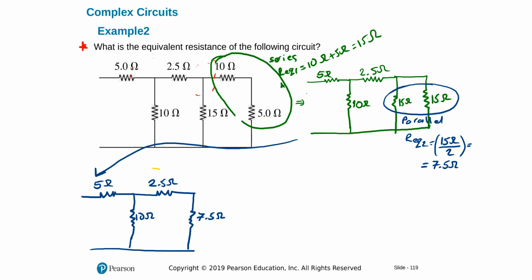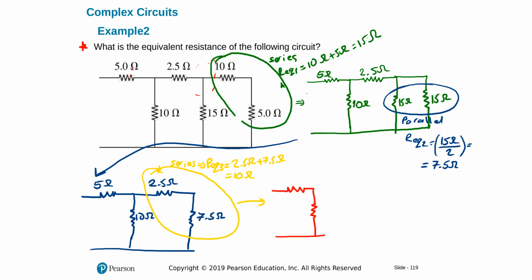Guess what? These are in series. I can easily see that. Series. So for this part, I'll call it R equivalent 3. I'll add them. 2.5 ohms plus 7.5 ohms equals 10 ohms. Now I have one resistance on this part here. I'm going to simplify again. Well, let's do that. My 5 ohm is here. My 10 ohm is here.